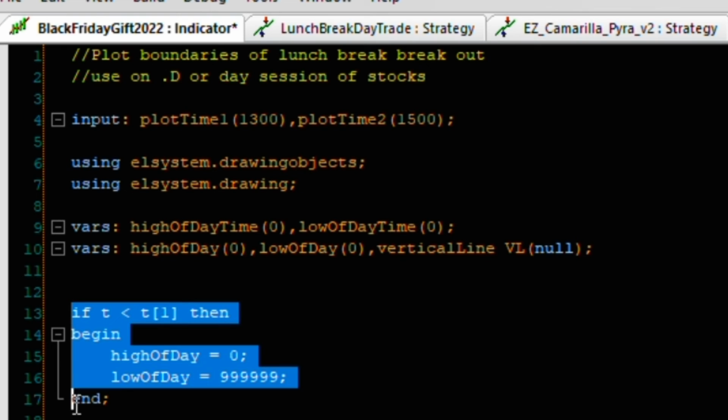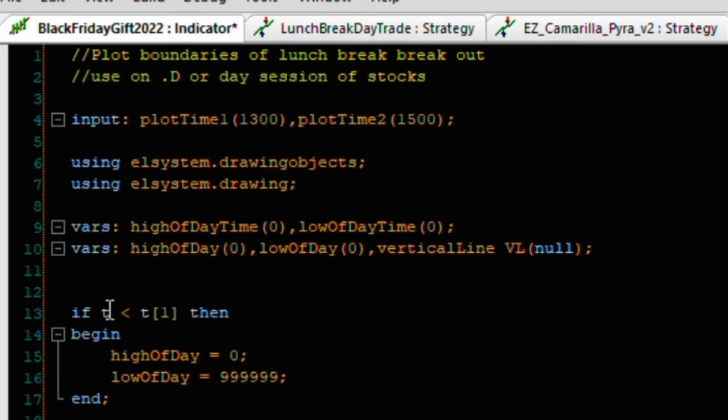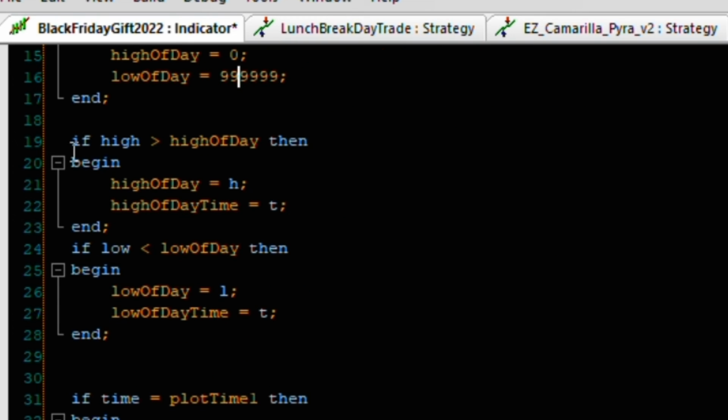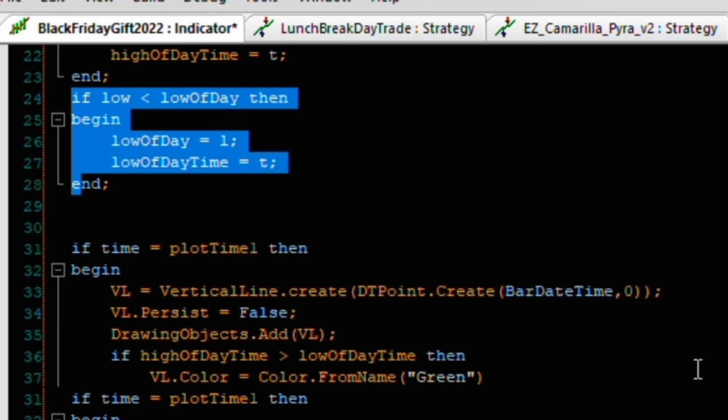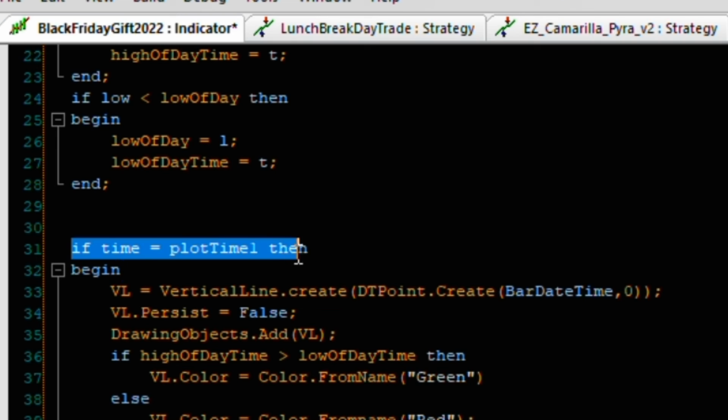Okay, so I'm going to do the same thing. I kept the time comparison the same to determine if it's the first bar of the day. If t is less than the prior time, I'm going to say high of day is equal to 0, low of day is 6 nines. I'm going to keep track of the high of the day as it is occurring. I'm going to keep track of the low of the day as it's occurring. If t time is equal to plot time 1, okay, that's 1300, I'm going to go ahead and create my vertical line using this code here.